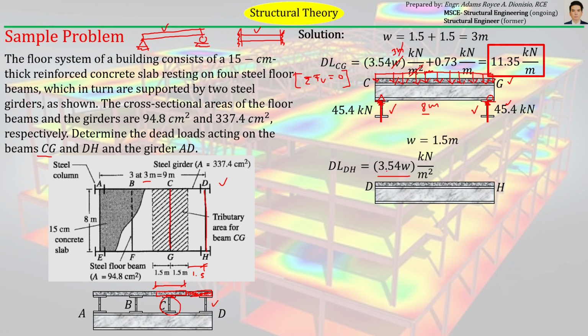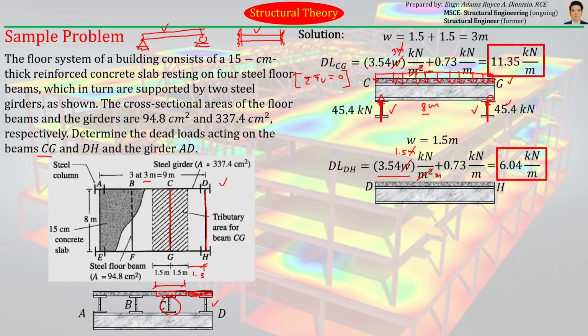So substitute lang natin dyan yung 1.5, we can already find the weight of the concrete slab being transferred to the floor beam DH. And in addition to that, of course, si floor beam DH, supportahan niya rin yung sarili niya, yung self-weight niya. And we already computed that a while ago, that is also equal to 0.73 kilonewton per meter. So, substitute mo lang yung 1.5 dito, 1.5 meter, cancel yung meter, isang meter na lang matitira dito. Do the numerical computation, and this will be the answer that you will get, 6.04 kilonewton per meter. So, that is again a uniformly distributed load acting along the length of the floor beam DH. Okay?